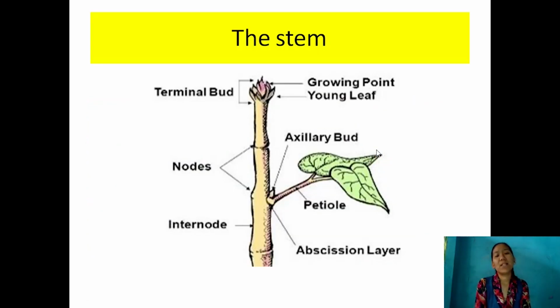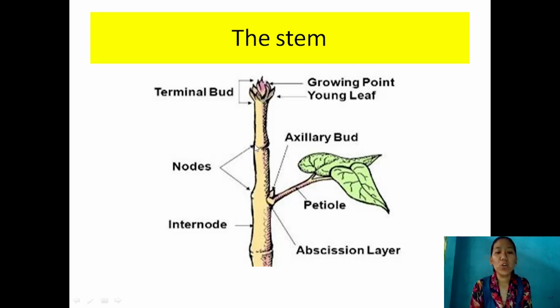Next is the stem. The stems grow above the ground. They are usually green and soft when they are young, but when they become older, they become thickened, woody, and brown. And the important distinguishing feature found in the stem, which is not in the root, is the presence of nodes. The nodes are present only in the stem, not in root.